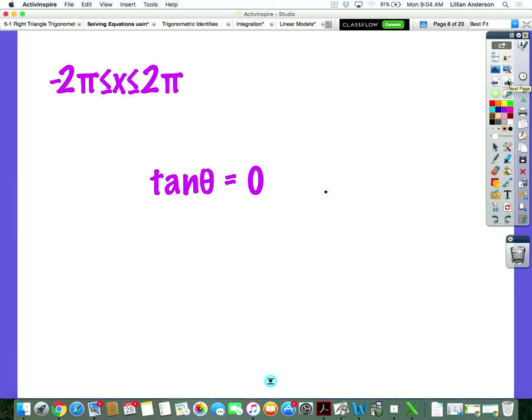This time we're in radians. Negative 2 pi to a positive 2 pi. Tangent theta equals 0. Okay? You are going to take the inverse of tangent and see where does tangent equal 0.